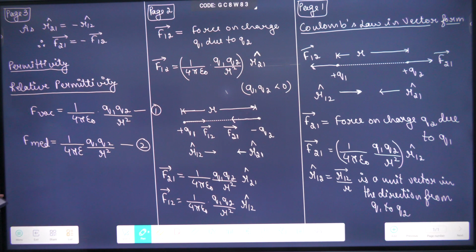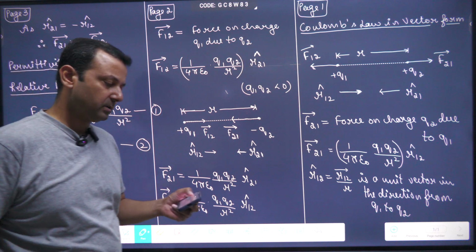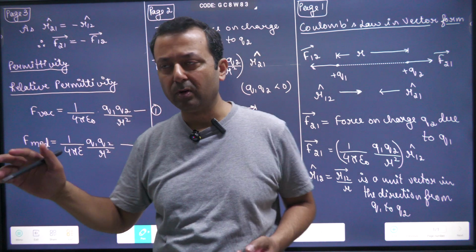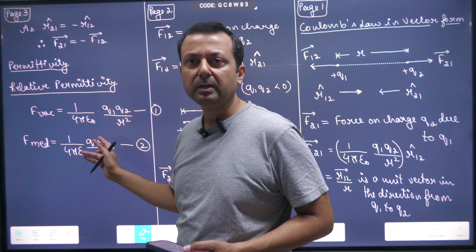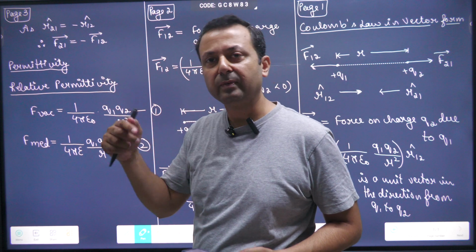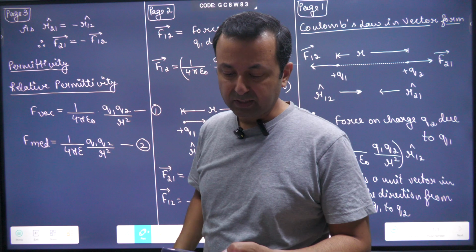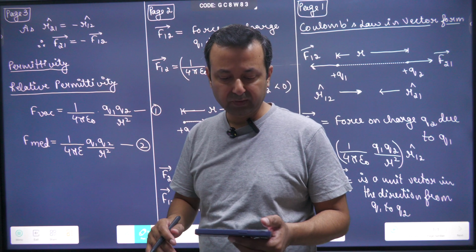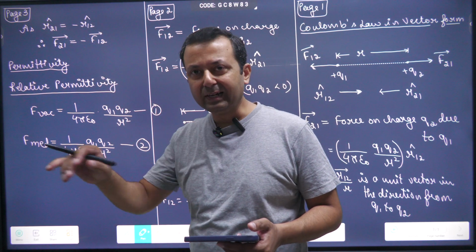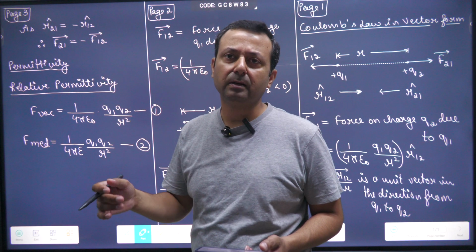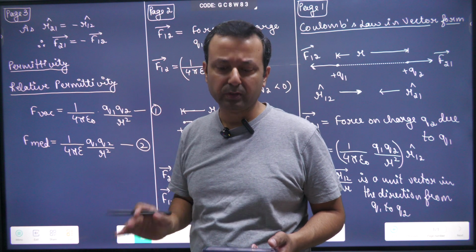Now what is this epsilon? Epsilon is the permittivity of another medium in which we are keeping these two charges. So epsilon is the permittivity of another medium. The quantity epsilon is called absolute permittivity or just permittivity of the intervening medium. Intervening medium, that is the medium which exists between the charges Q1 and Q2.